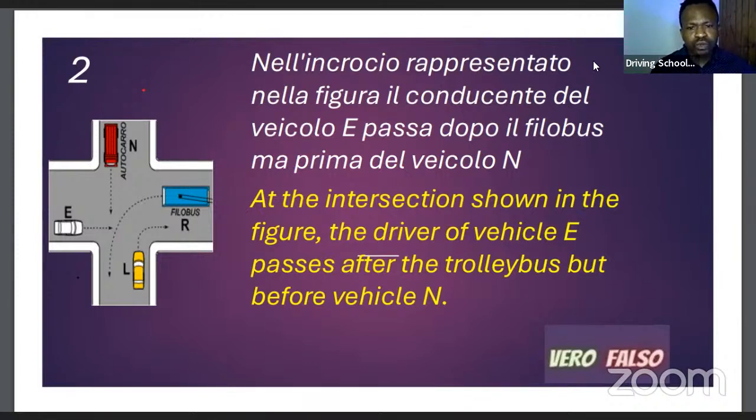Nell'incrocio rappresentato nella figura, il conducente del veicolo E passa dopo il filobus, ma prima del veicolo N. At the intersection shown in the figure, the driver of vehicle E passes after the trolleybus, but before vehicle N.